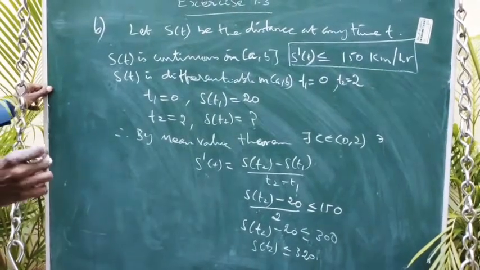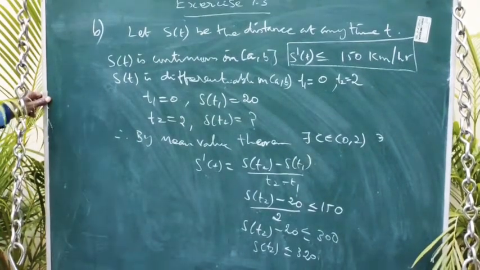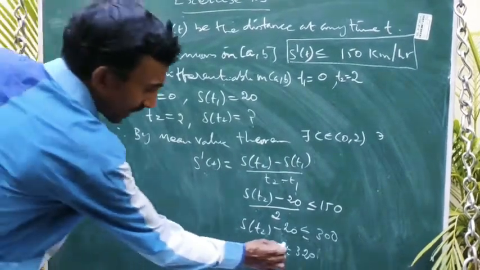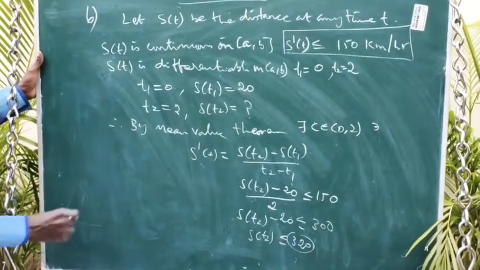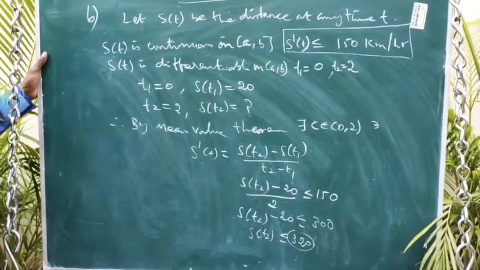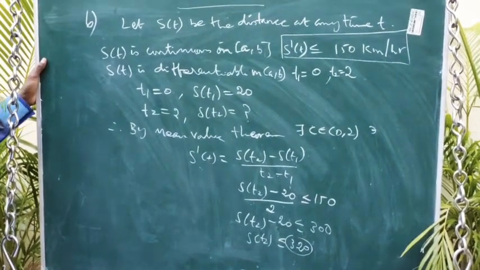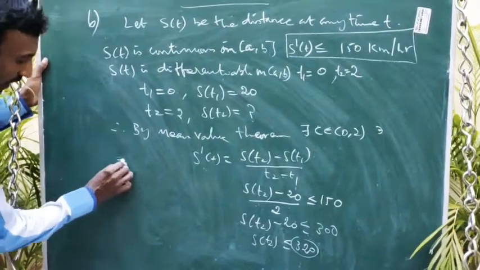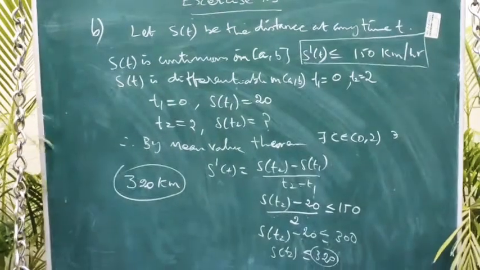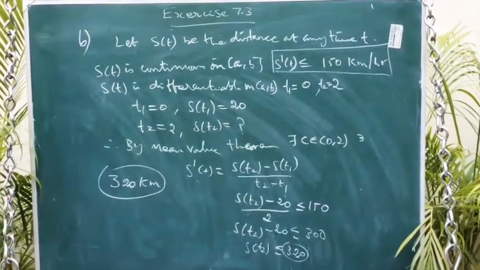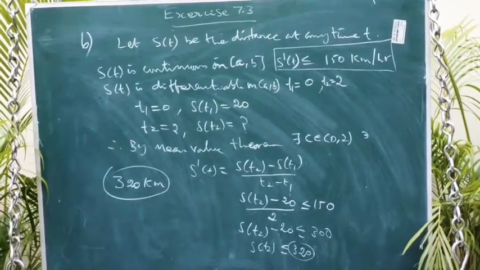In the question they ask what is the maximum kilometer he can reach in the next 2 hours. So less than or equal to 320 means that is the maximum kilometer. So the question is, what is the maximum kilometer he can reach in the next 2 hours? Means 320 kilometers. That is the answer. It is the maximum kilometer covered by the car driver.